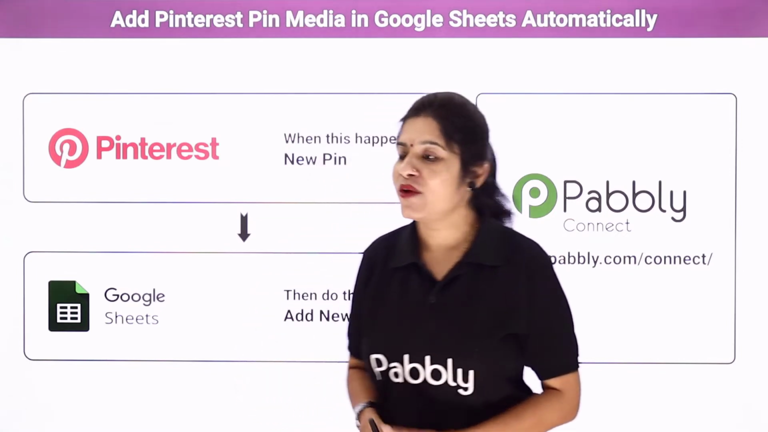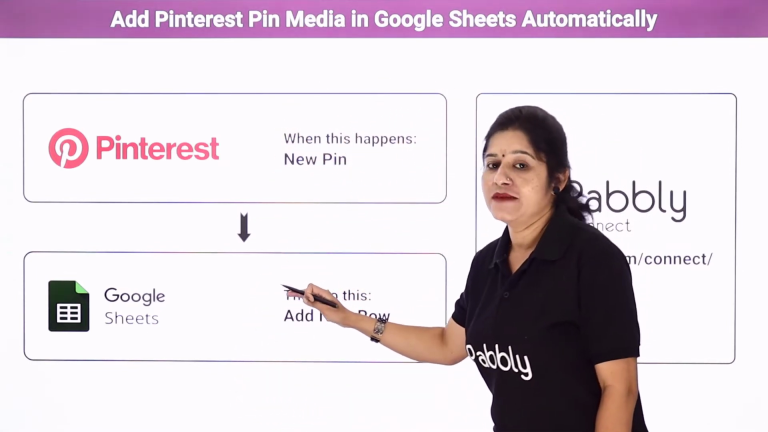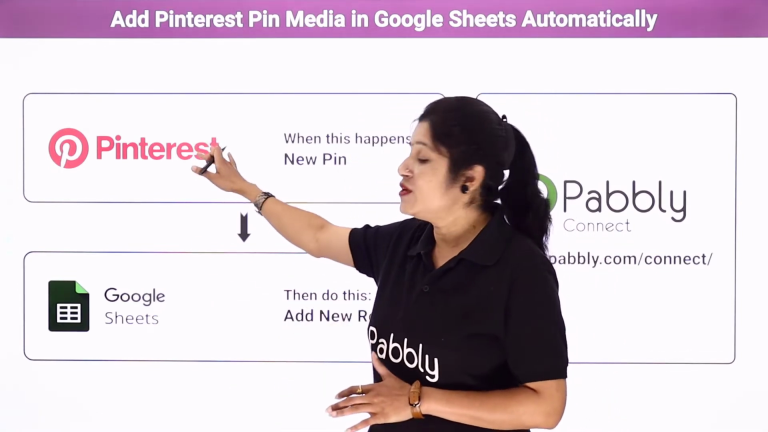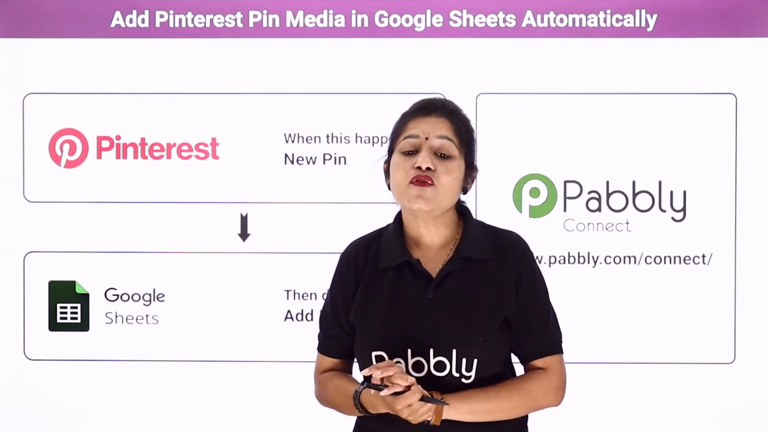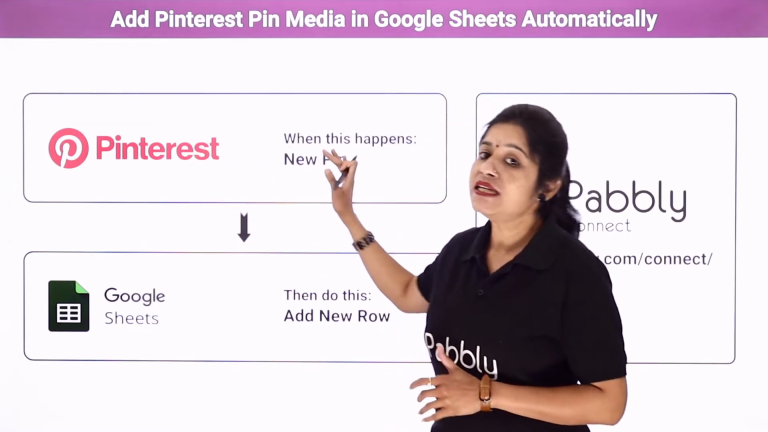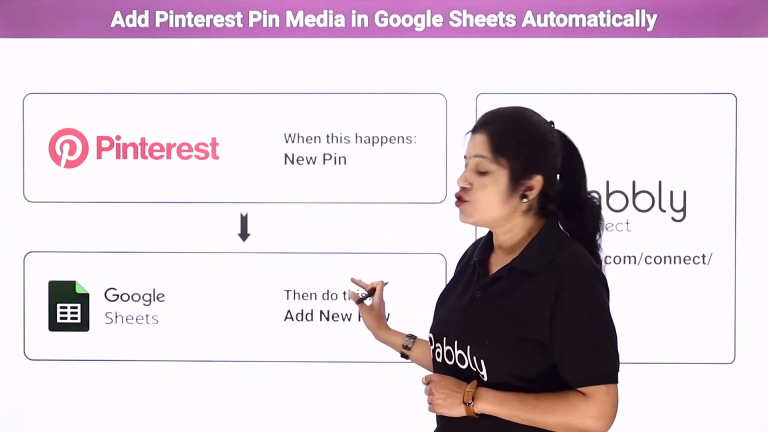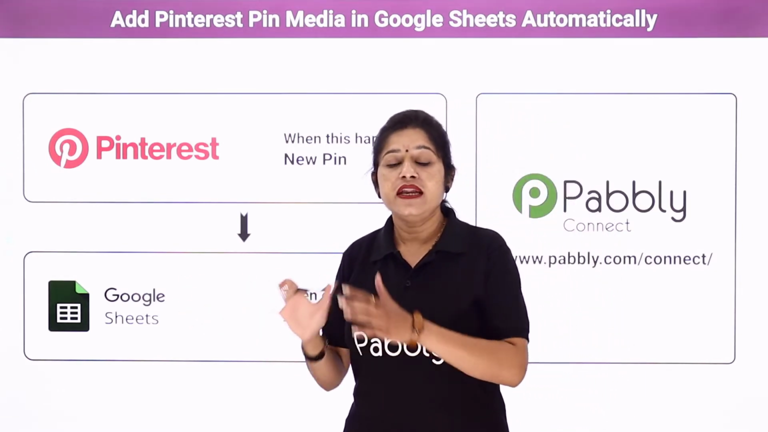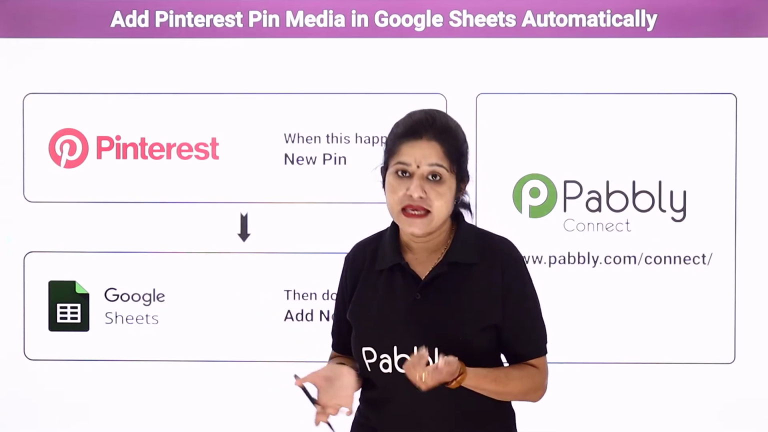In this video we are going to learn how you can add Pinterest pin media in Google Sheets automatically. So let's take an example that you are a business owner and you are using a Pinterest account to upload your business related ideas and images. Now you want that whenever you create a new pin in your Pinterest account, all the details of the pin, like its title, its description and the image URL, should be added as a new record into your Google Sheets so that you can access all your pins at a specific place and even avoid duplications also.